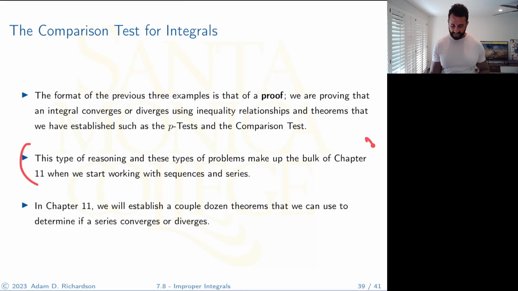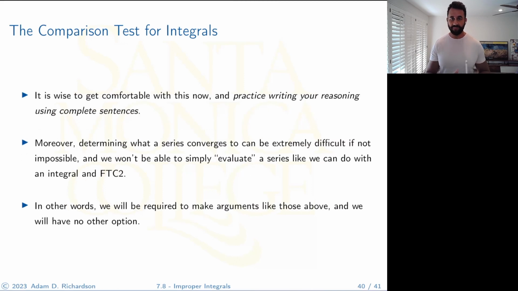This type of reasoning is exactly what Chapter 11 is like. When we get to Chapter 11, we're going to be working with sequences and series, and the main question we have is, do they converge or do they diverge? That's pretty much it. How do you establish convergence or divergence? You basically use all of these theorems that we'll develop. In that chapter, we're going to establish a couple dozen theorems that we can use to determine if a series converges or diverges. So when you get into that chapter, your work for those problems is going to look a lot like the work that we just did on these previous examples.